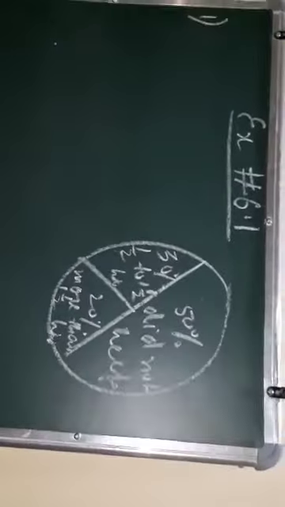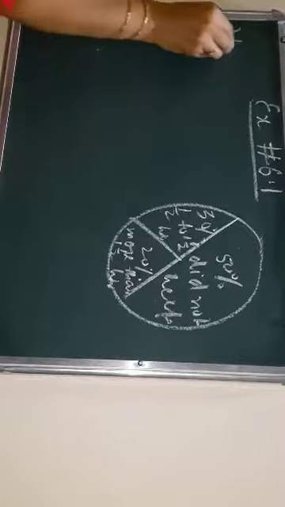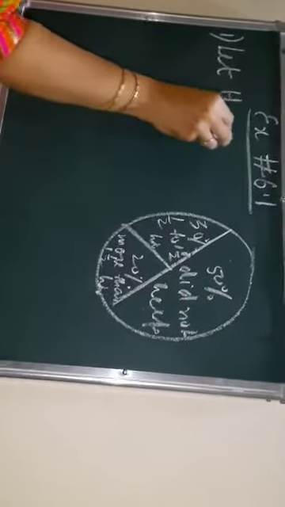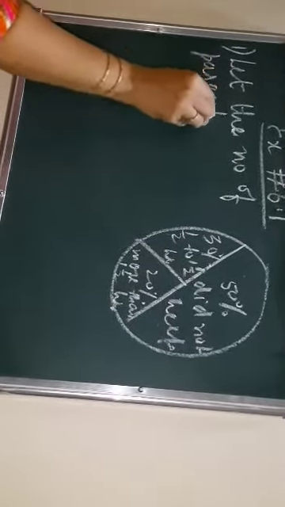Now just now I have told you that this 50% is of something. 50% is of some total. 20% is again of that total. 30% is again of that total. So we don't know how much total is there. So we don't know the number of parents. So let the number of parents be X. This you don't know, right?